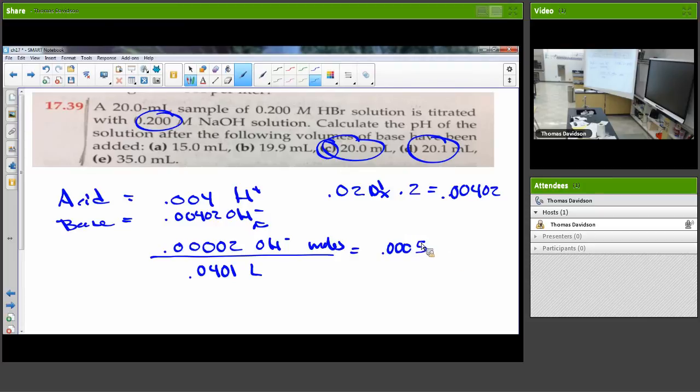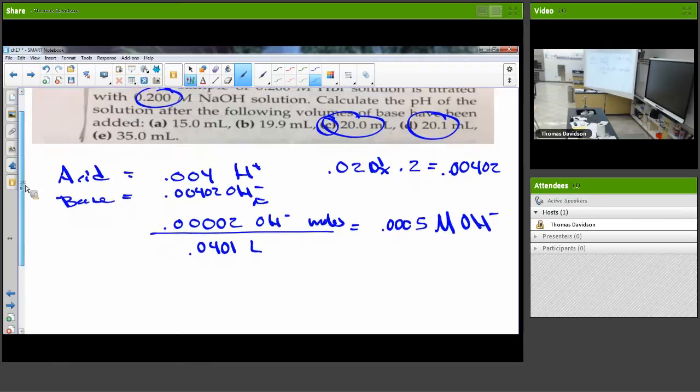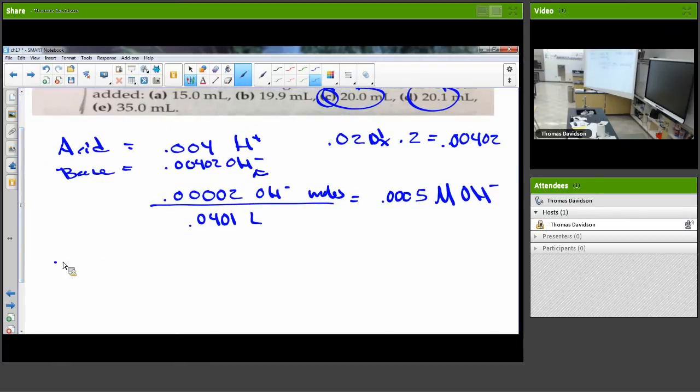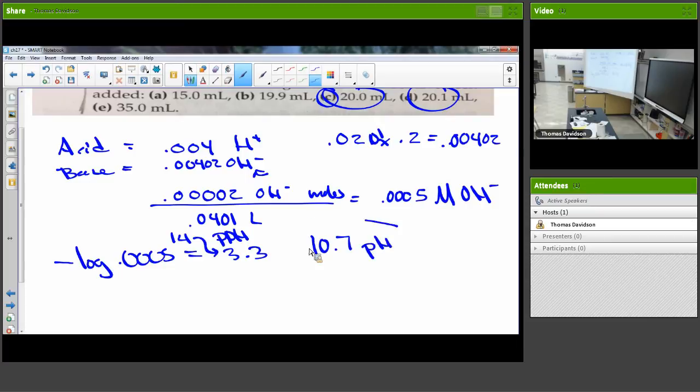All right, now that would be your molarity of OH minus. So this is where we have to add another step. We now take the negative log of 0.0005, and that will give me what number? 3.3. But this was OH, so this answer is really my pOH. So I have to take 14 and subtract 3.3 from it, and I get 10.7 as my pH.